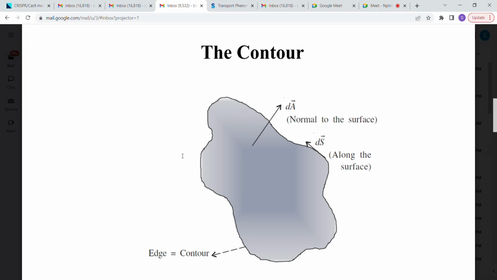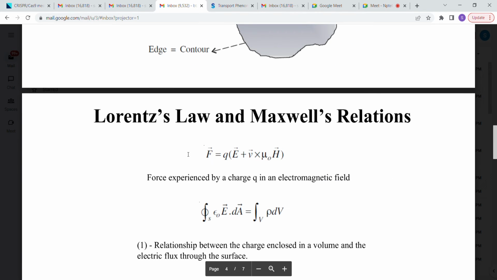See, there are two vectors here. One is the s vector and the A vector, and here it's given as ds and dA vector elements, let us say. One is along the surface of the contour. So basically, the line element of the contour, if you just move along the plane of the complex object, that is the ds vector. And the dA vector is normal to the surface, normal to the plane of the contour. So keeping these in mind, we now go to the Lorentz law and Maxwell's relations.